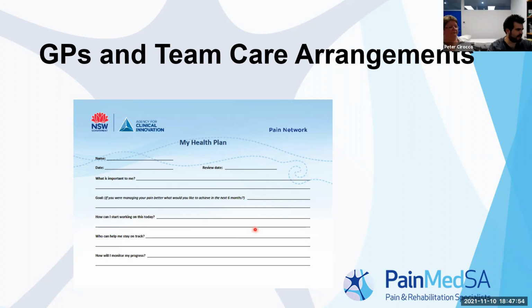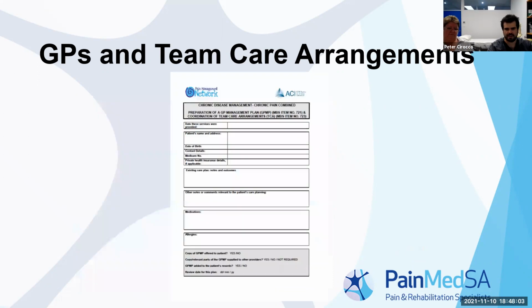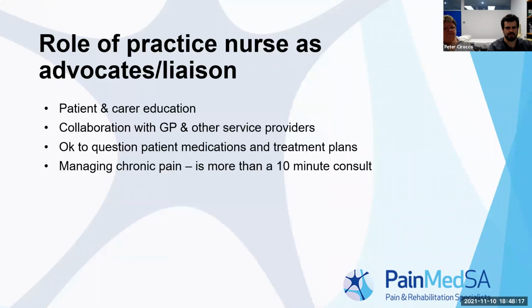So it's all about, how can I start working on this today? Who can help me stay on track? How will I monitor my progress and what else is available? And these are the sort of preparation of the GP management plan and the team care arrangement side of things. You guys may have seen these forms previously. There's also the GP mental health care plan, which can be flagged for the GP as well.